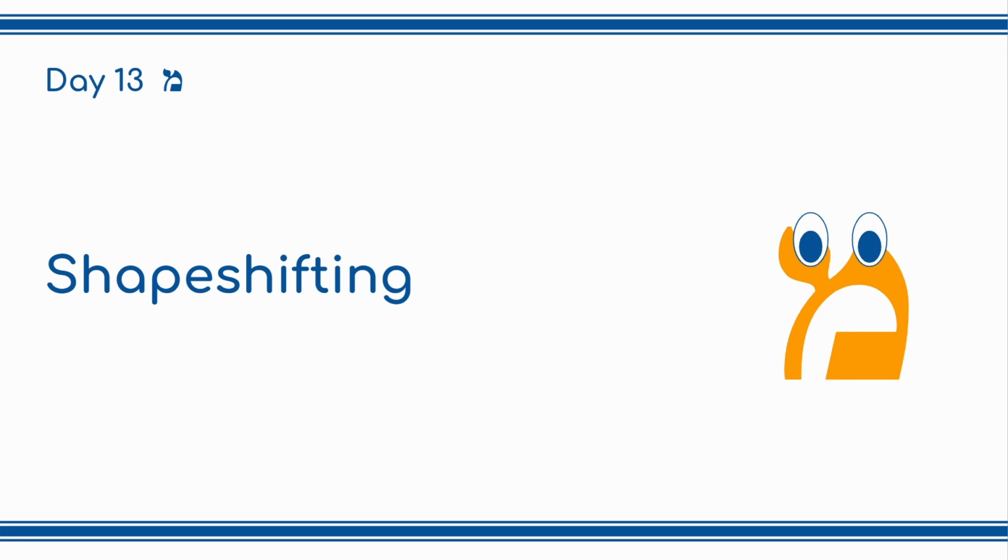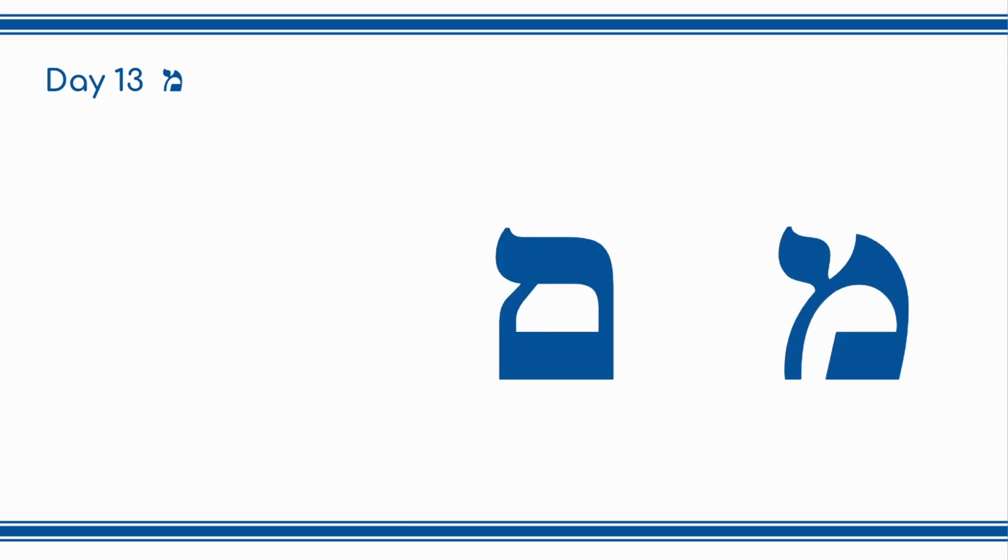So it's one of those Sofit letters, so final forms. It has two forms, and these are the two forms. This form here will show up at the beginning or in the middle of a word. And this form over here will only show up at the end of the word, which is why it's called a Sofit letter, because Sofit means end, and this only shows up at the end of a word. Okay, so this is the second letter you've learned that has a final form.